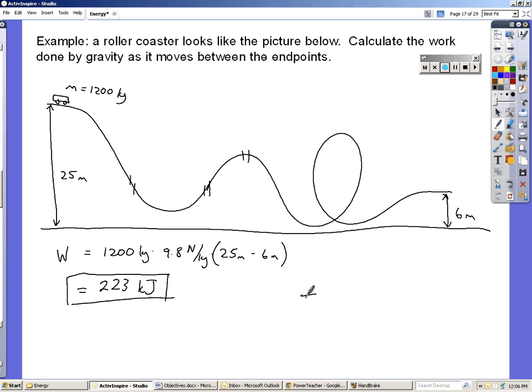For tomorrow, I'm going to check question 1 in chapter 8. And next time we will talk more about potential energy.